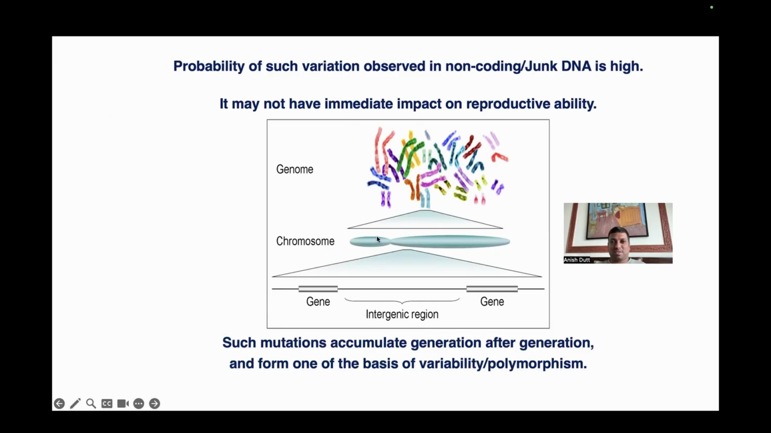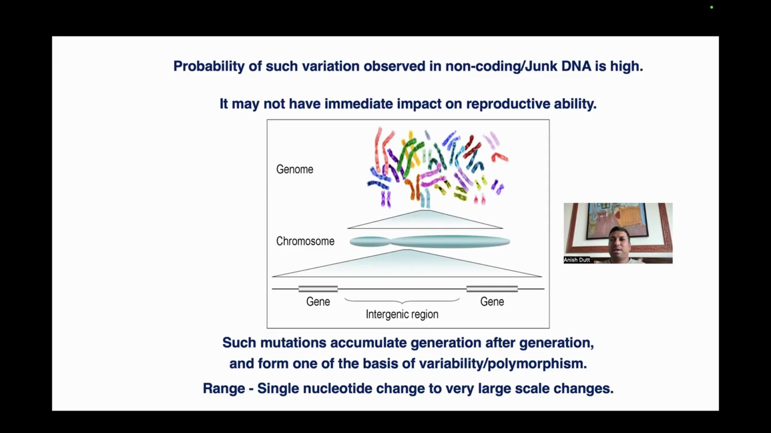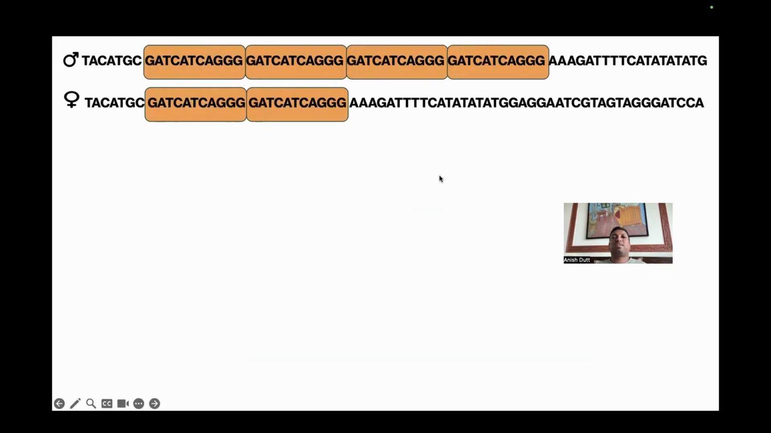So such mutations which have occurred in the junk region accumulate with time and get passed on from generation to generation. And overall, both the gene mutations and the junk mutations are the ones which form the basis of variability or polymorphism. This polymorphism that takes place either in the gene or in junk may range from a single nucleotide change to very large scale changes. And the effect totally depends on how it goes ahead, which protein it affects, or maybe it does not affect anything, right?